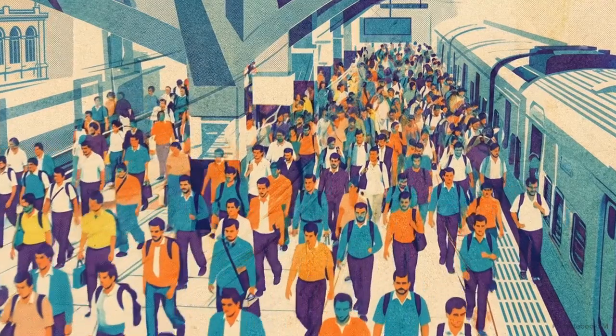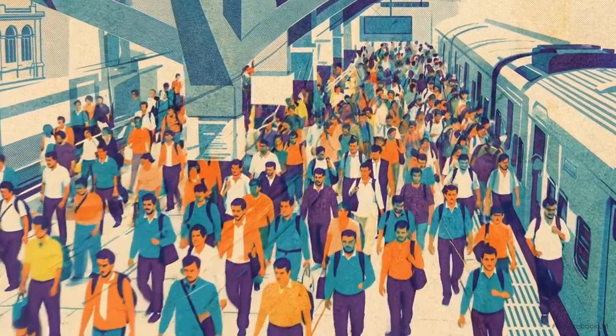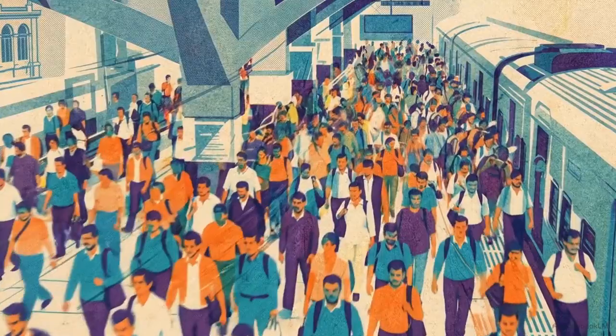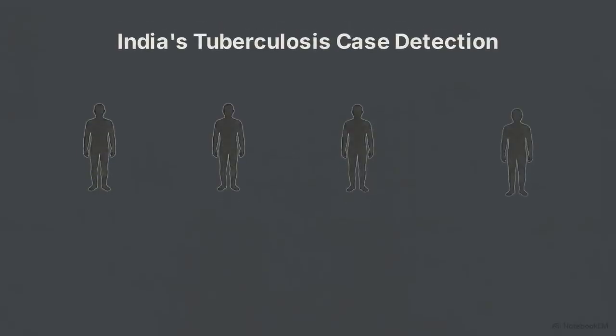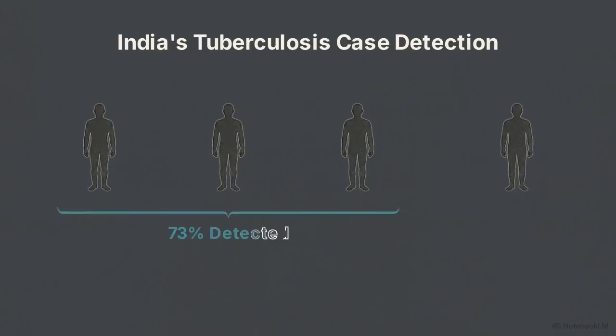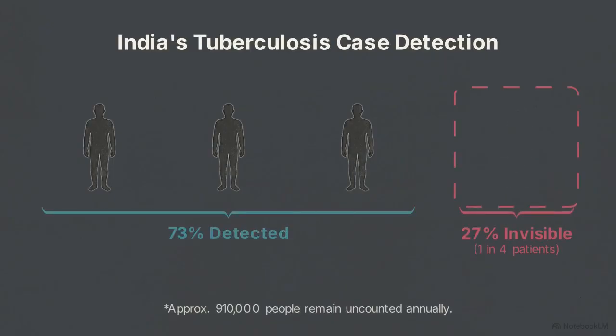In 2023, tuberculosis killed 1.25 million people globally. India alone carries 26% of that burden, more cases than any other country on Earth. While national treatment programs have expanded, the official case detection rate sits at 73%. 1 in 4 TB patients remains invisible to the health system.